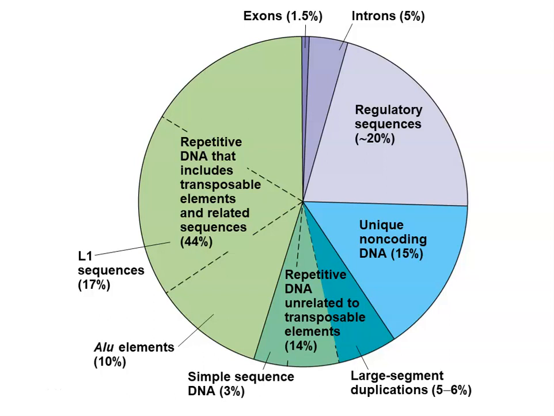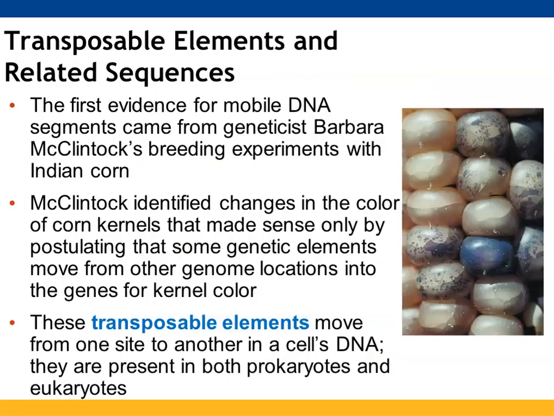Again, we also have that repetitive DNA, the large segment duplications, but you notice the exons, you notice the introns, and then you notice the regulatory sequences. So only those purple ones are the ones that actually are going to have an impact on coding for proteins. What the heck is all this other stuff?